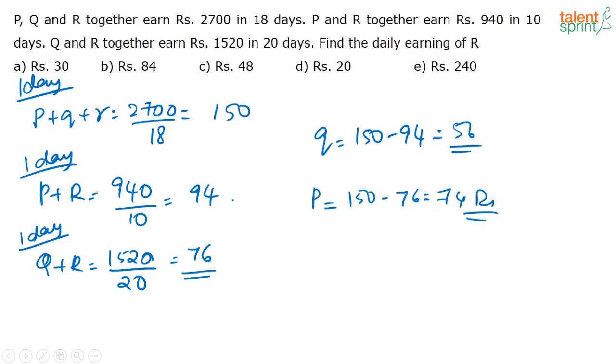Now, we have got P and Q. How much does R earn? 150 minus P plus Q. Correct? 56 plus 74, or you get that as equal to 20. So, the answer for this is option D, that is 20.